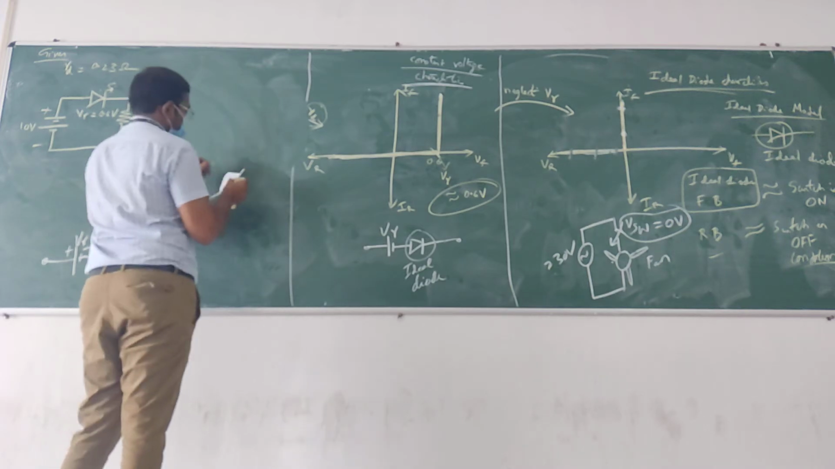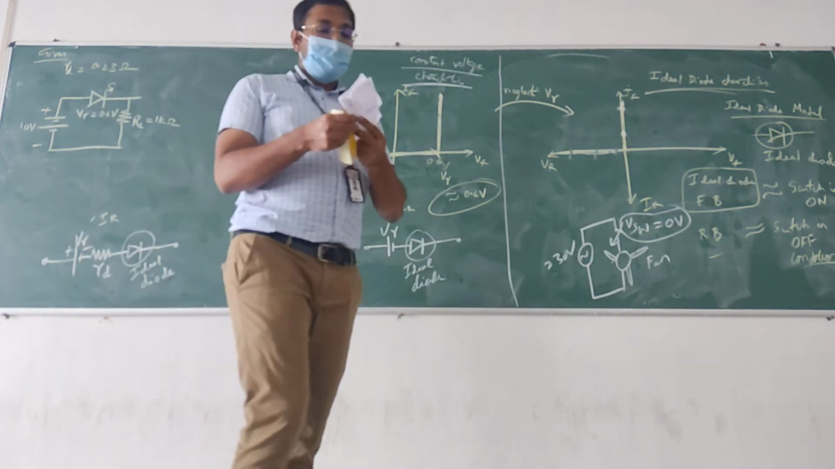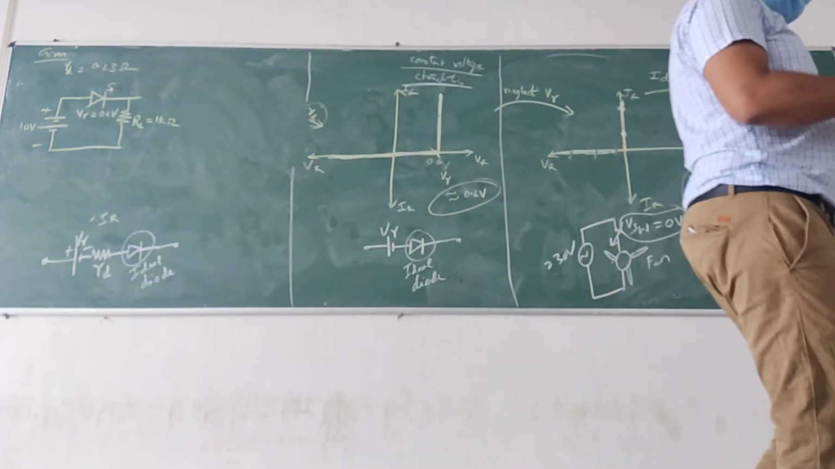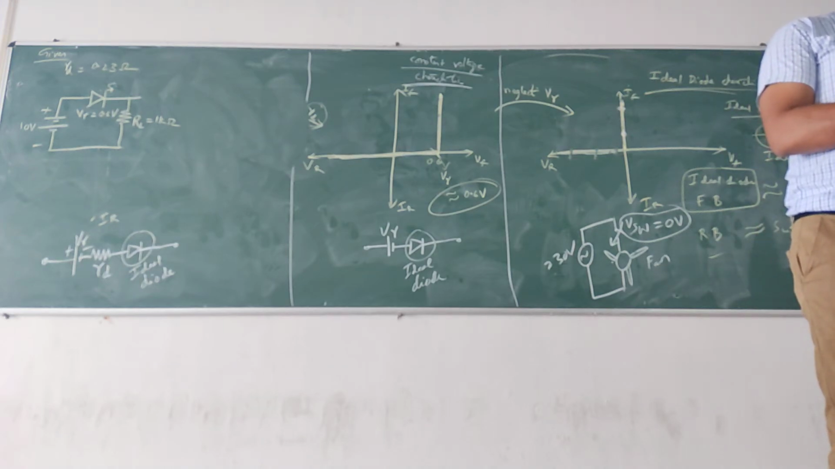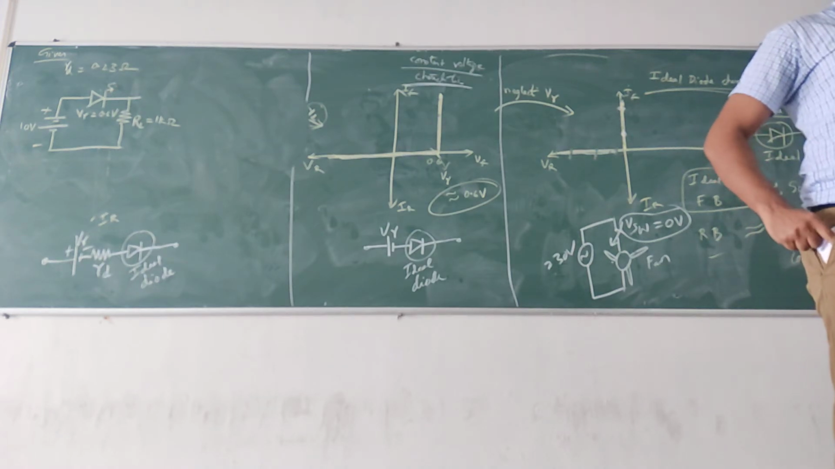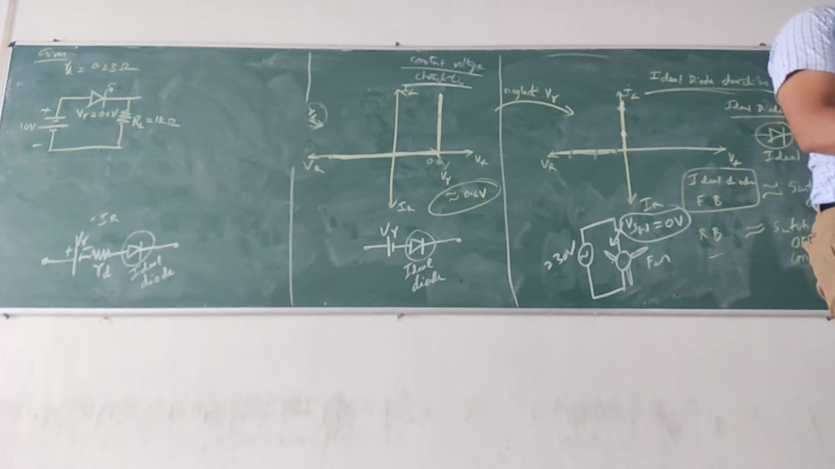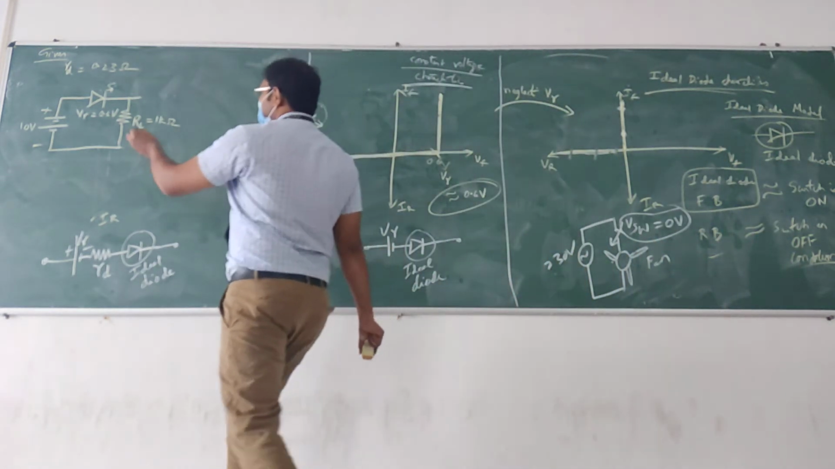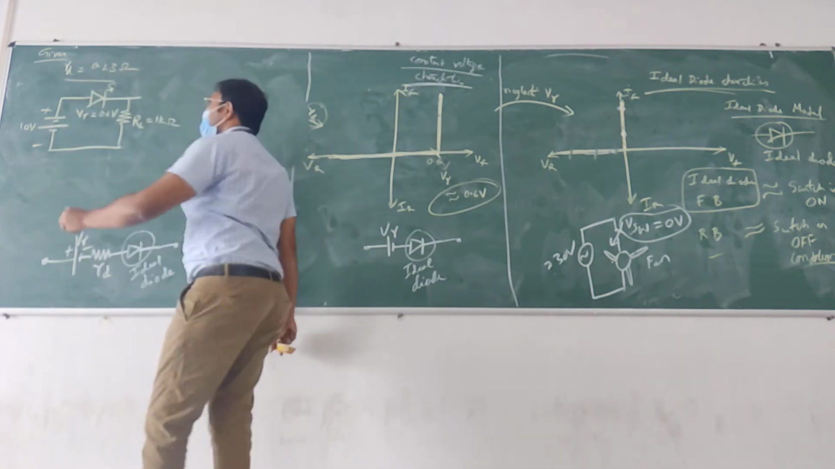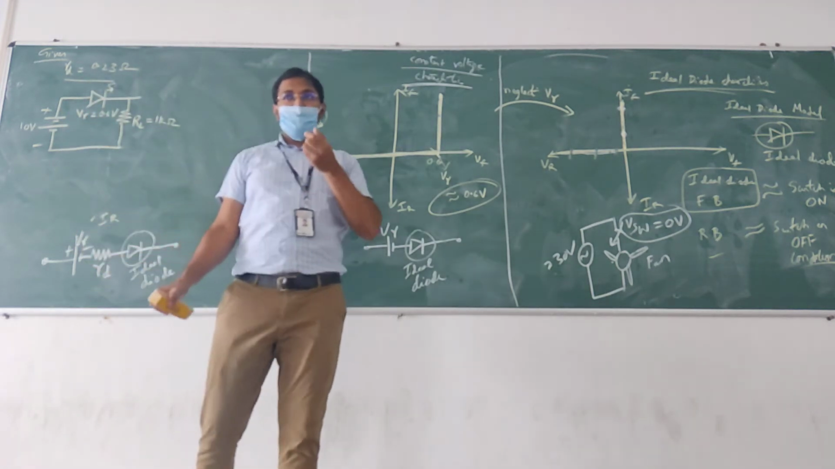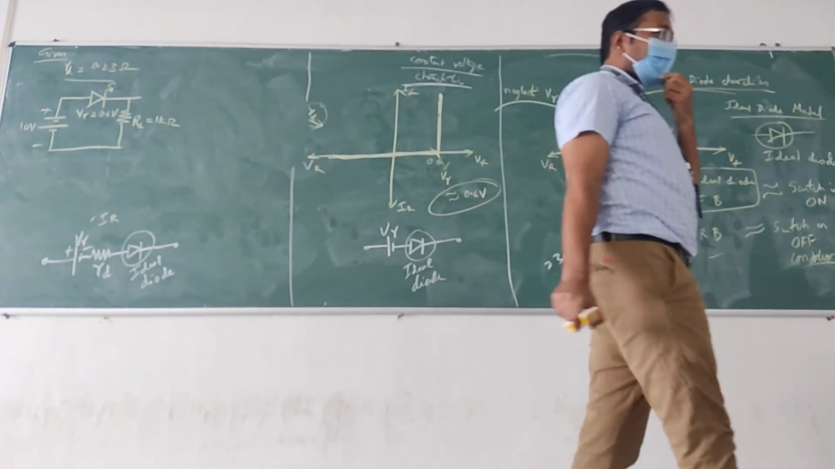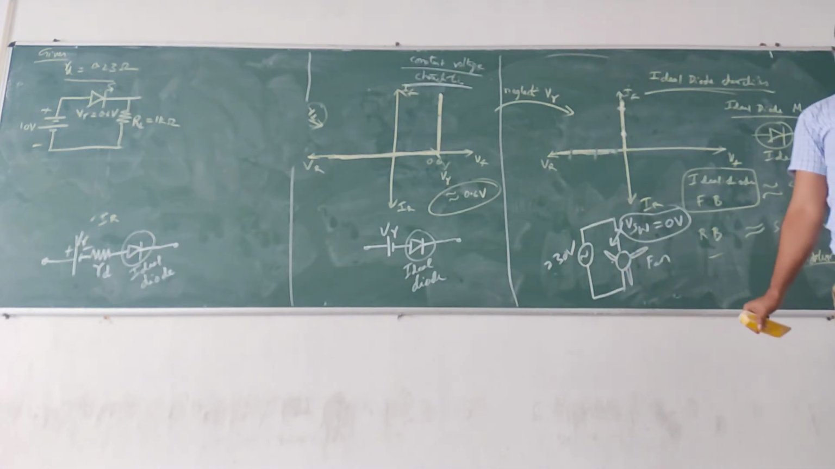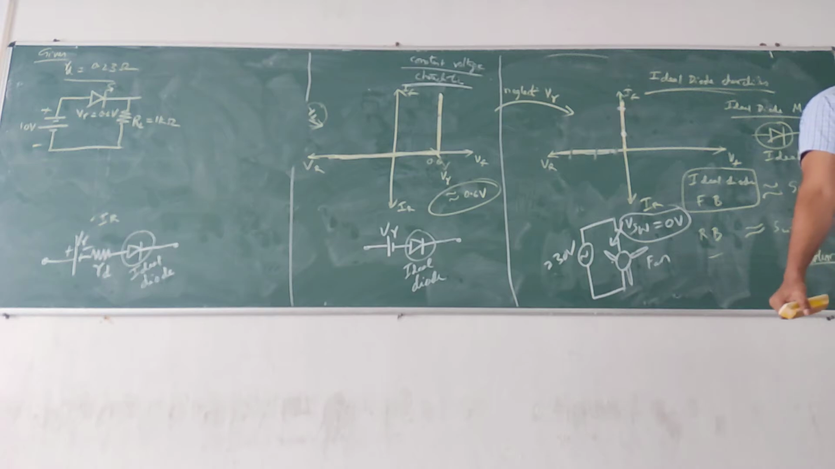Practical diode model. Why? Yes, very good. They mentioned RD, they mentioned V gamma. Both they have mentioned. It is only the practical diode model which has both these terms. So we have to use the practical diode model.